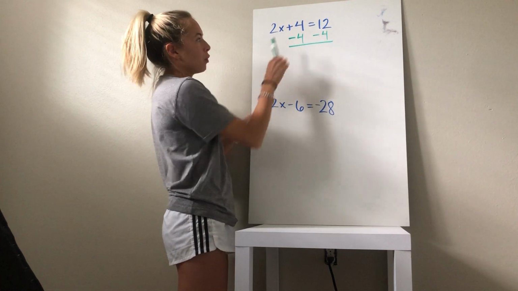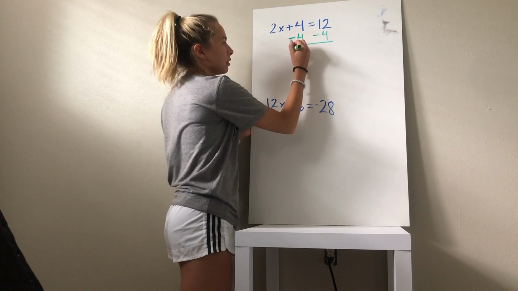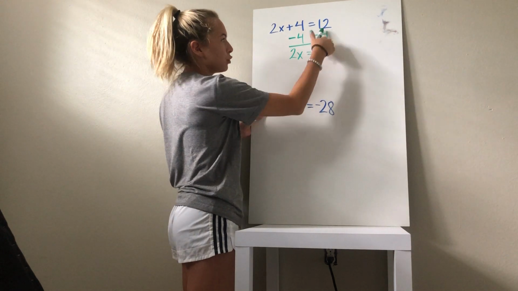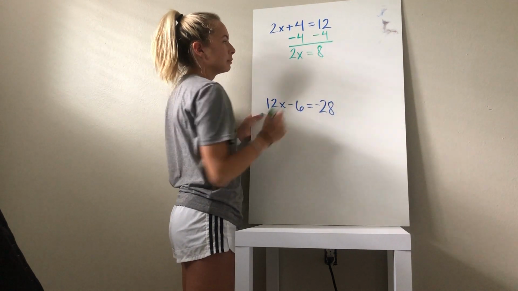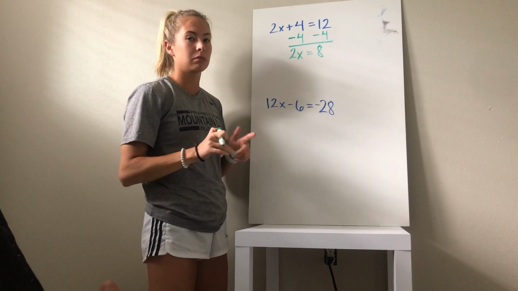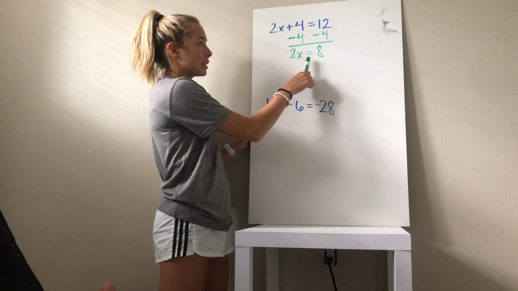So if you subtract 4, 4 minus 4, we have 0, but we still have our 2x on the left side. And you have 12 minus 4, which is 8. Now we're down to our one-step equation. This is something that all of you should be able to do by now. So we have 2x equals 8.